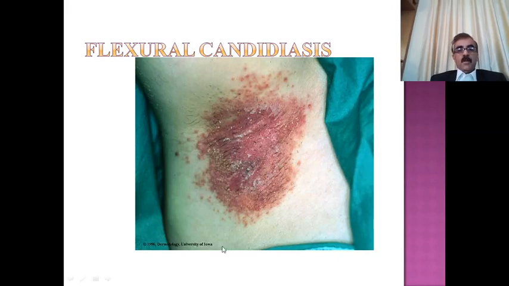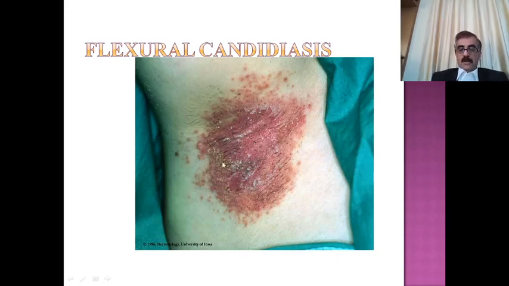Then this is a picture showing flexural candidiasis. The axillary area is involved with satellite lesions. The erythematous plaque is there with small pinhead-like papules along the borders. These are satellite lesions or daughter lesions. They are characteristic of candidiasis.